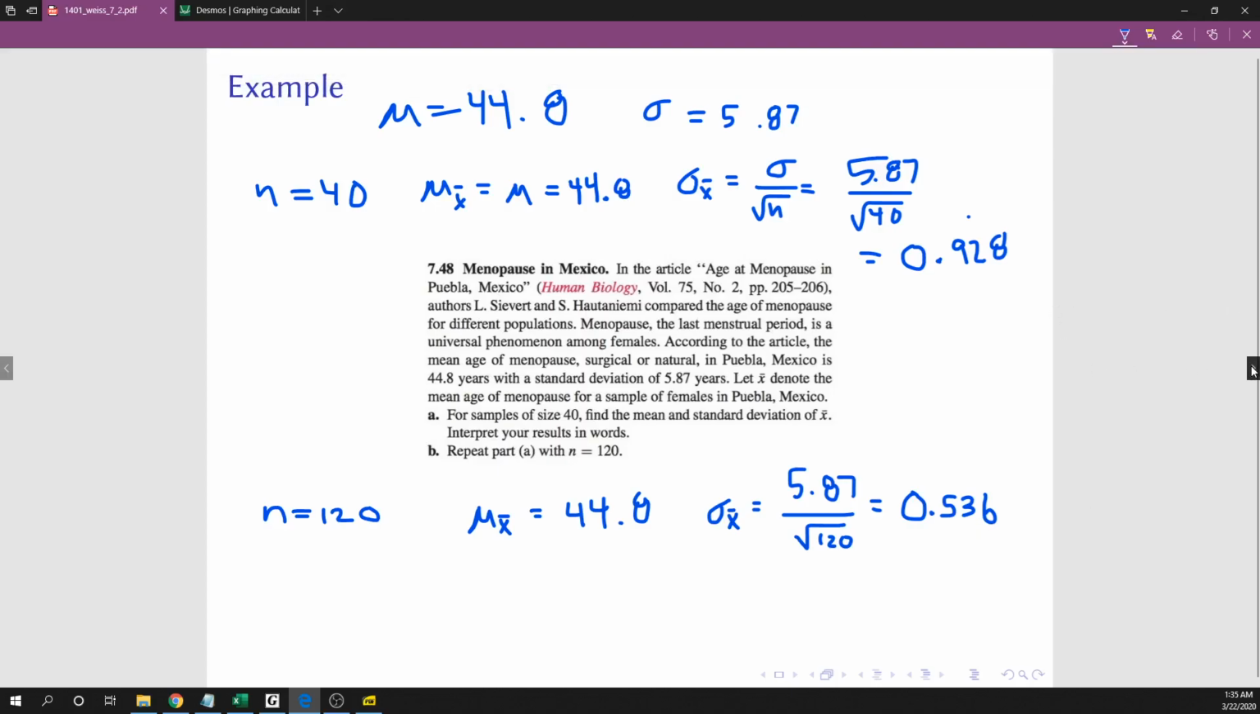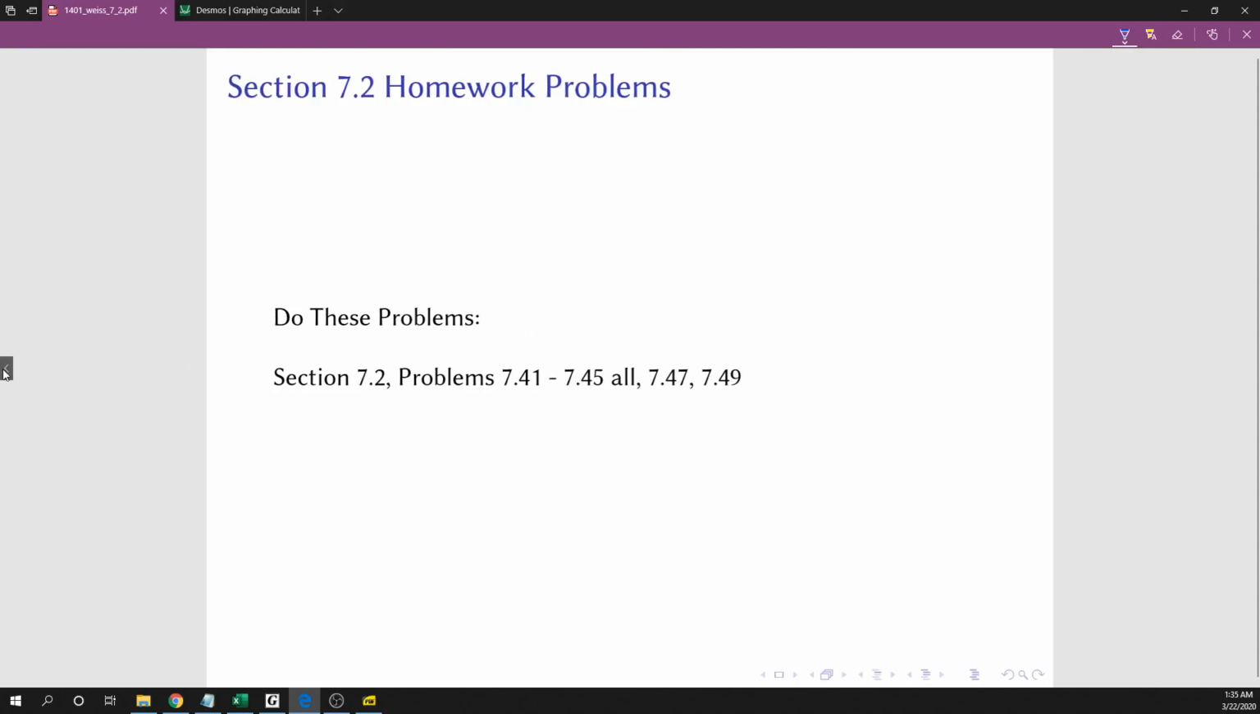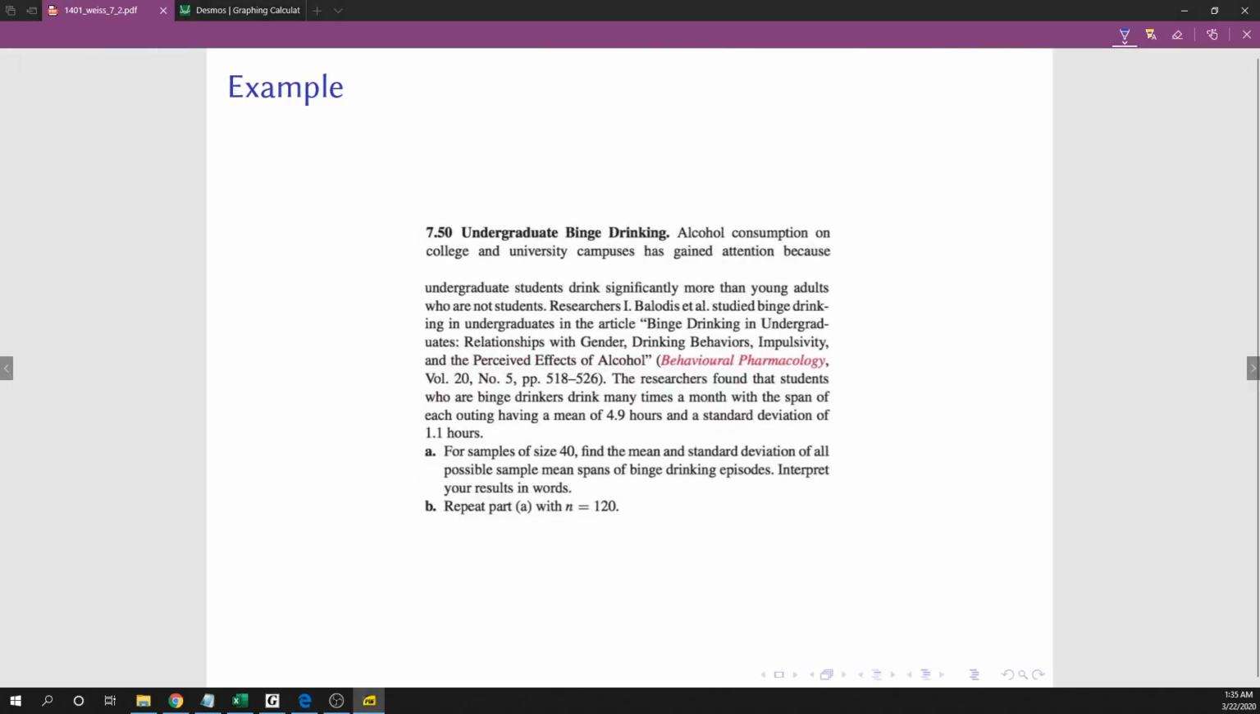All right, and I think this is the last example. Yes, so the last example, 7.50, undergraduate binge drinking. Alcohol consumption on college and university campuses has gained attention because undergraduate students drink significantly more than young adults who are not students. That seems kind of like a blanket statement, but okay. It says this studied binge drinking in undergraduates in the article, binge drinking in undergraduates, relationships with gender, drinking behaviors, impulsivity, and the perceived effects of alcohol.